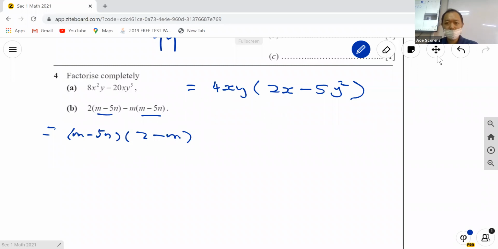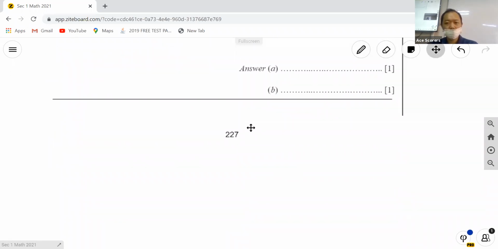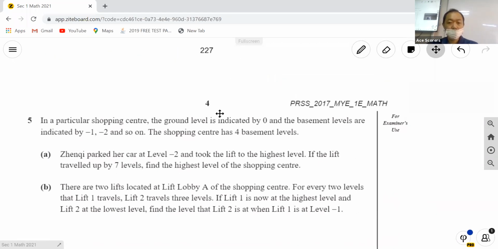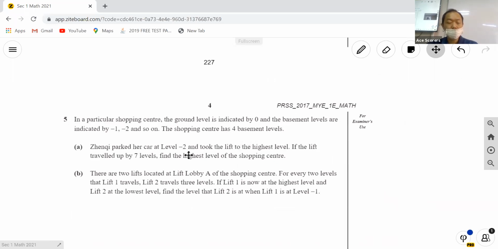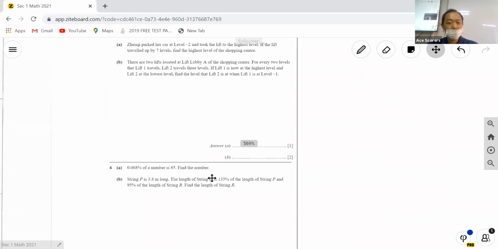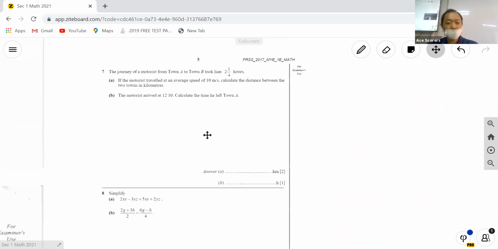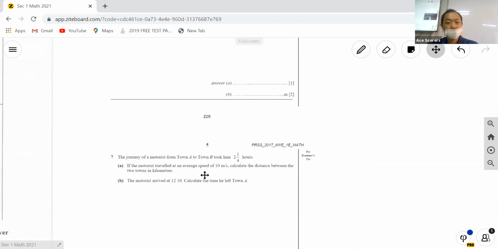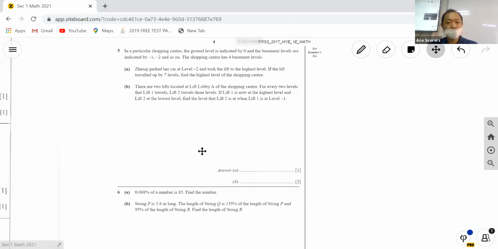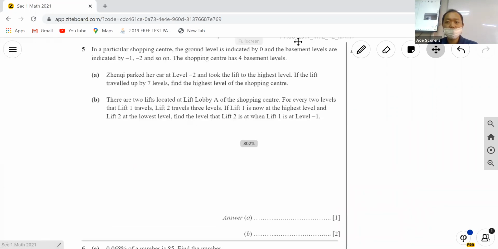Okay, moving on. You all got 1 mark. Okay, so let's try the next 2 pages. Page 4 and page 5. Should be able to do. Very simple stuff.